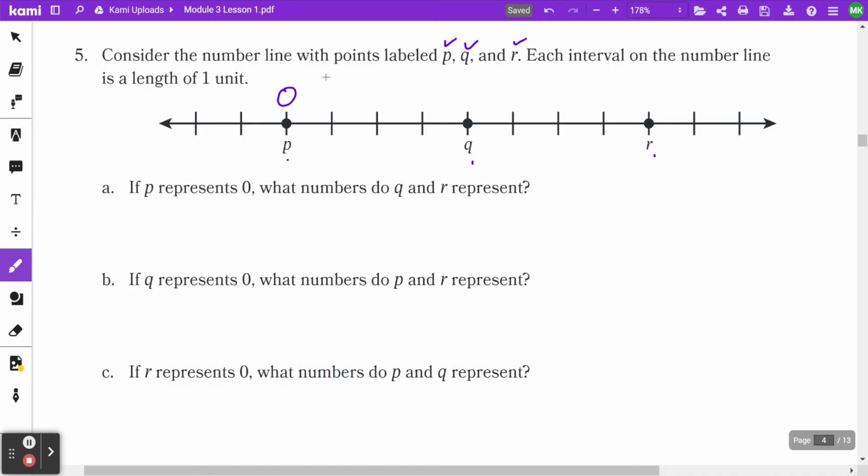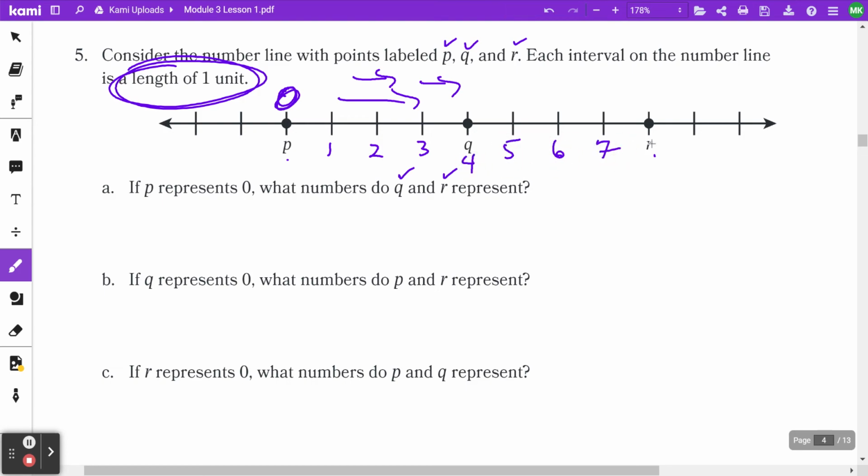If P represents 0, what do Q and R represent? Well, anything to the right of 0 is going to be positive values. Now the length of every unit is 1, so we can count off. If this is 0, this has to be 1, 2, 3, 4, 5, 6, 7, 8, 9, 10. Well then Q is going to equal 4, and R is going to equal 8. Okay, makes sense? All right, so let's see what else happens here.